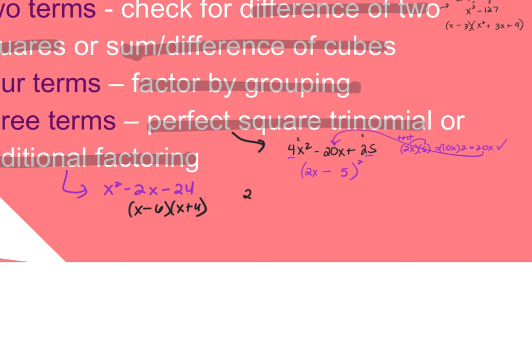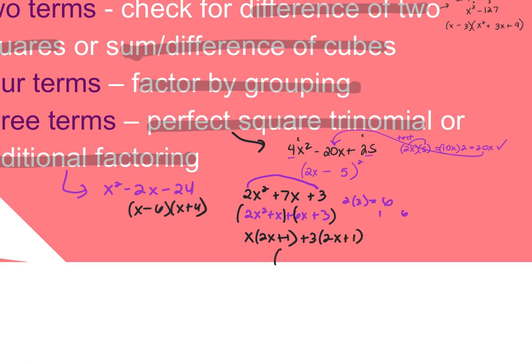Or something like 2x squared plus 7x plus 3, where we multiply the first and last. Find the factors of that sum to the middle term. Replace the middle term. And then factor by grouping. And I get 2x plus 1 and x plus 3. Or you could do your trial and error with that one.